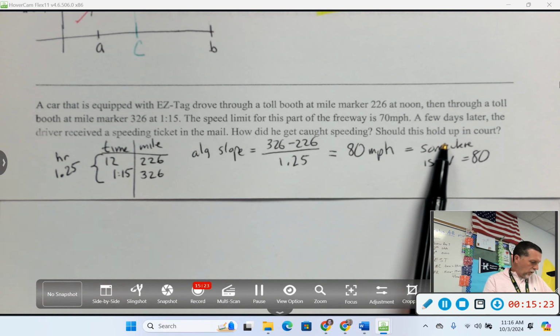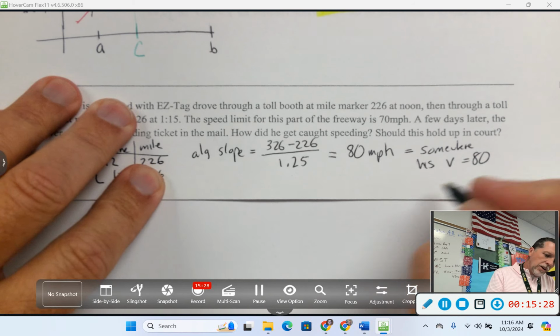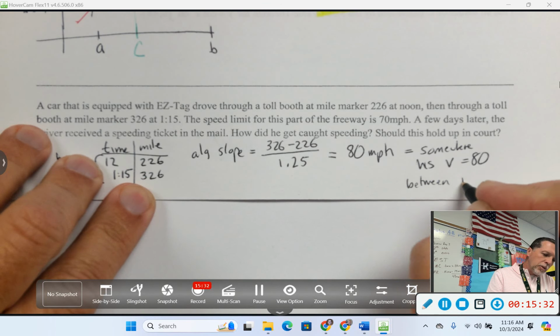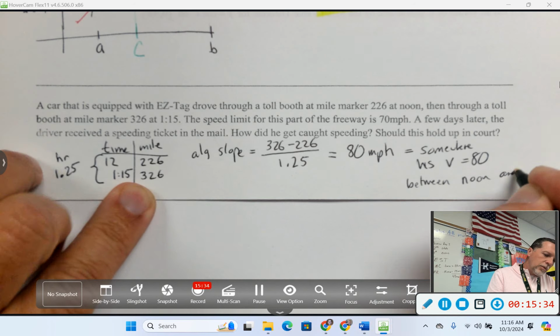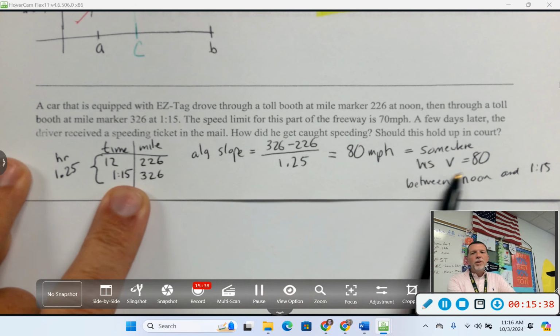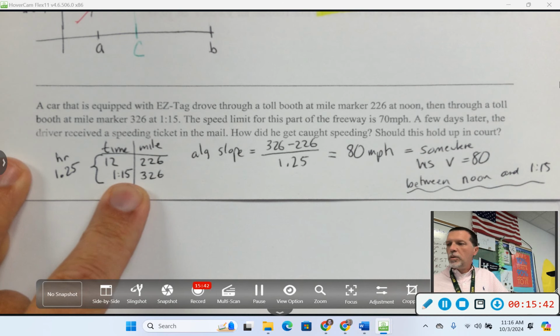Should this hold up in court? Yes, it should. Somewhere his velocity equals 80. And that somewhere was between noon and 1:15. Like that seems obvious for this problem, but later on, that between noon and 1:15 part will be more important.